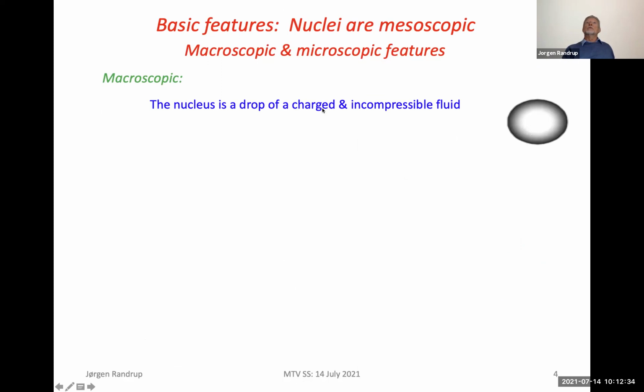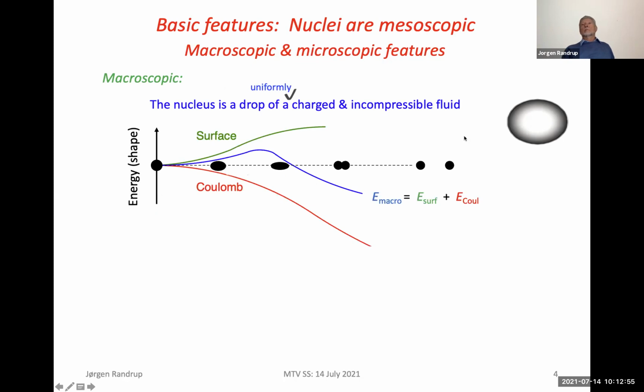And if you were to put charge on a normal drop, all the charge would go to the surface so they can get away from each other. That doesn't work in the nucleus because the charge sits on the protons. The protons, they don't go anywhere. They sit where they sit. So you have a uniformly charged, incompressible fluid. And then you can already understand a lot about fission.